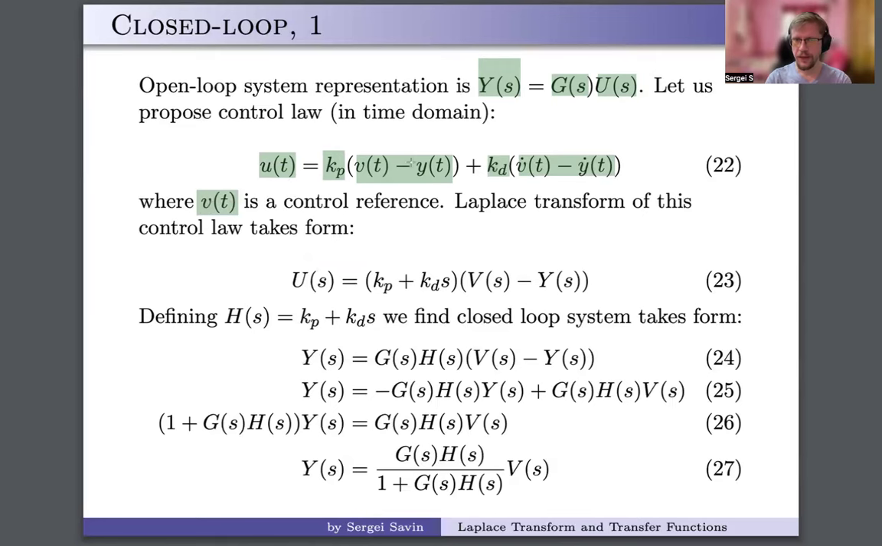We already saw it before. Now let's take the Laplace transform of this, and what happens is we get (Kp plus Kd s), that is our coefficients here, let me mark them out, times (V(s) minus Y(s)). Notice how nice it is in Laplace transform. We can take the derivatives out of the brackets. You cannot do it normally, but here you can. Now we define Kp plus Kd s as a controller H, controller H(s).